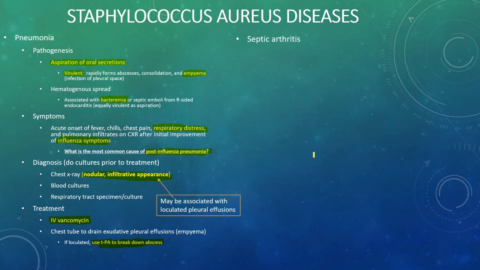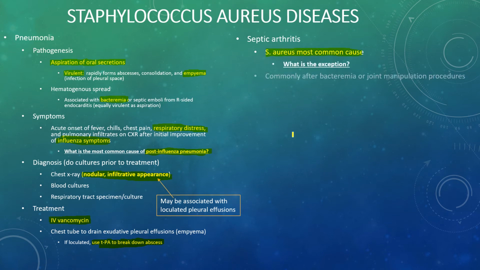Now let's talk about septic arthritis. So what are we going to do for septic arthritis? Staph aureus is the most common cause of septic arthritis, like we mentioned in the question before. So always remember that. Even in sickle cell disease, Staph aureus is the most common cause. Okay? What is the exception? There is no exception for Staph aureus. That's the trap. Alright? But in osteomyelitis, Salmonella is the most common cause. But in sickle cell, Staph aureus is the most common cause.